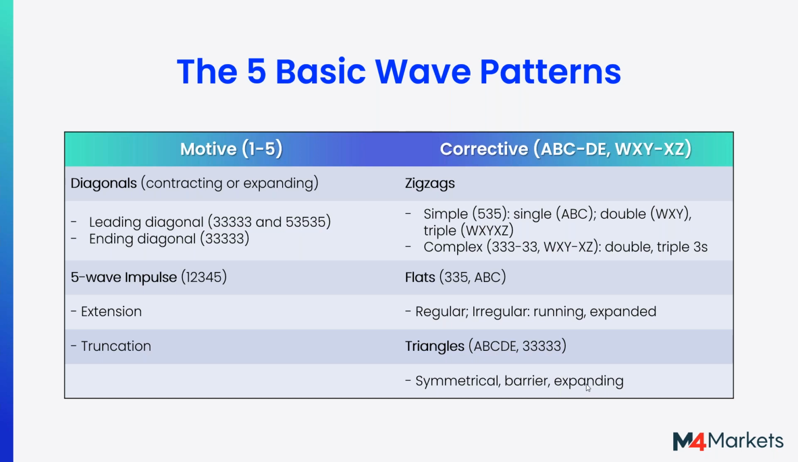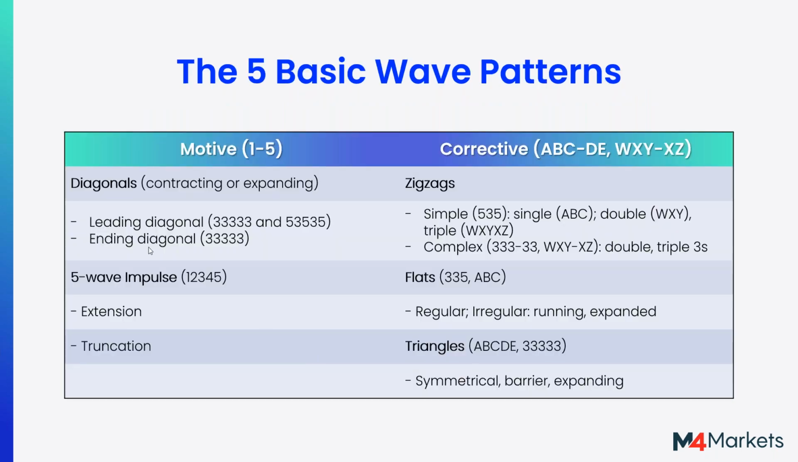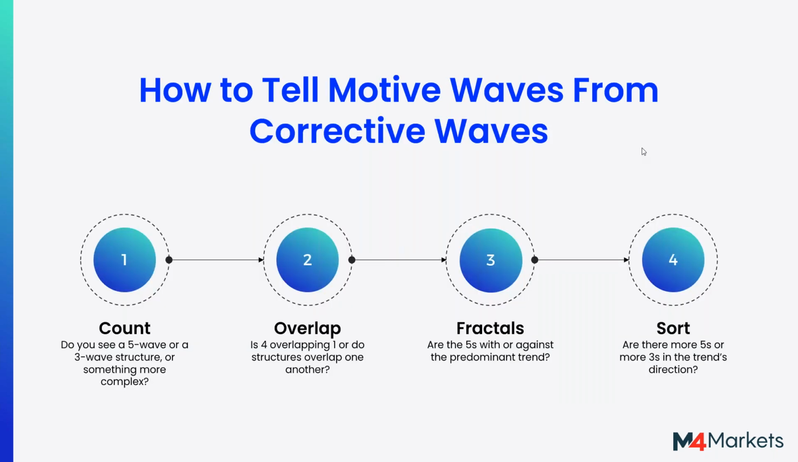Okay, so a lot, and this is just the basics. So how can you really tell, you might ask, between motive waves and corrective waves? How can you separate diagonals and impulses from zigzags, flats, and triangles? Well, there is an easy process. It requires 4 things.